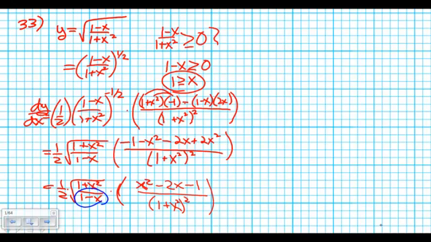So we had started out with the domain being x has to be less than 1. That's where the domain is, but we have to take away x equal 1. That is where it's differentiable. All right, so that handles number 33.